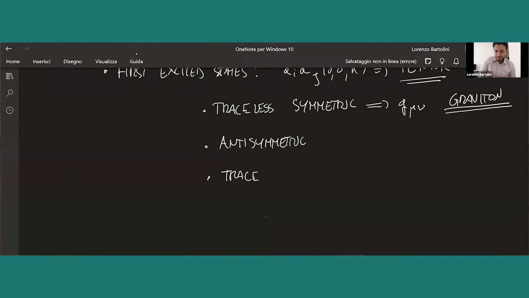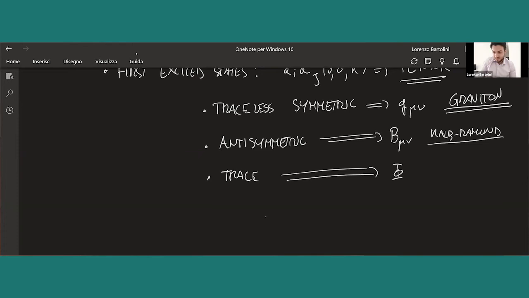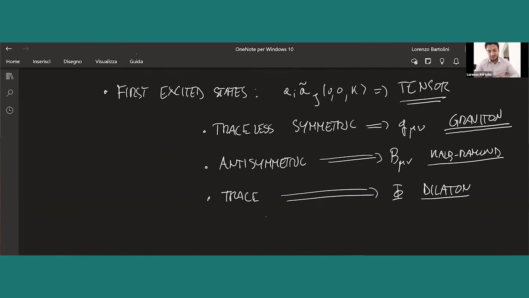And then there are other fields. This will be less important for us, but since we may see it later, for completeness: the antisymmetric one is usually denoted B mu nu and is called the Kalb-Ramond 2-form. And the trace part, called phi, is a field called the dilaton, which will be important when we want to do interacting strings. Okay, so we have these lowest states. Of course, the ground state is tachyonic, so we only admit now these lower-lying states.